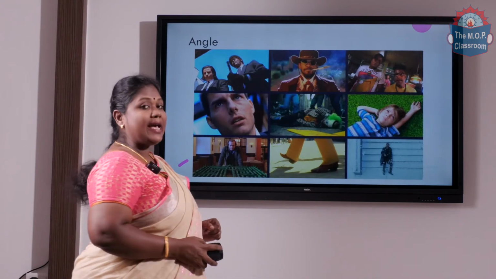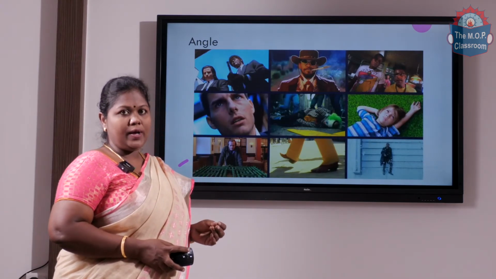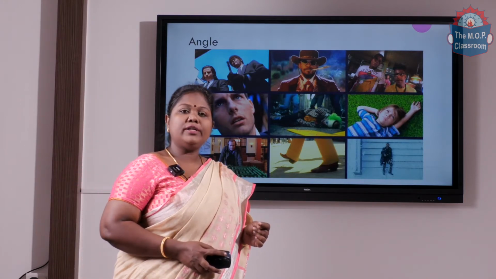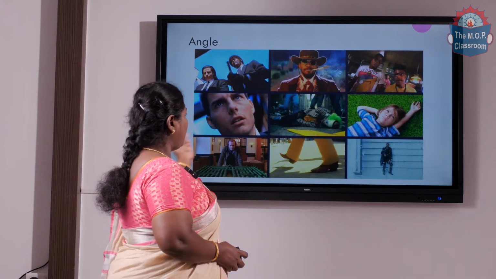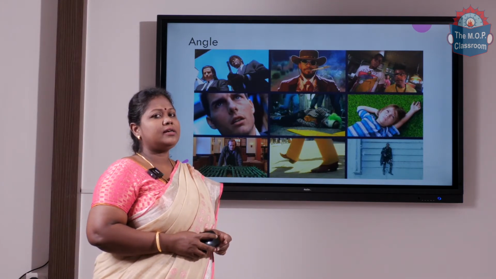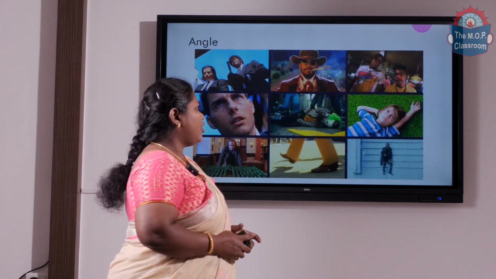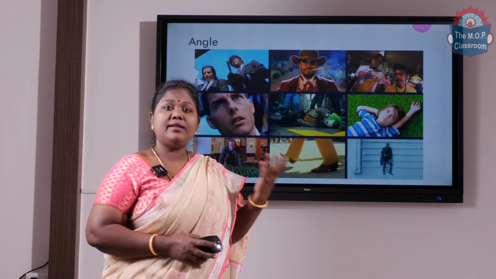Okay, let's see these angles first. Now, when you're trying to show a high angle or a low angle, we're suggesting something for our audience to understand about what the character is going through. When you give a tilted angle, we inform the audience that it is a confused situation or a conflict that is happening.